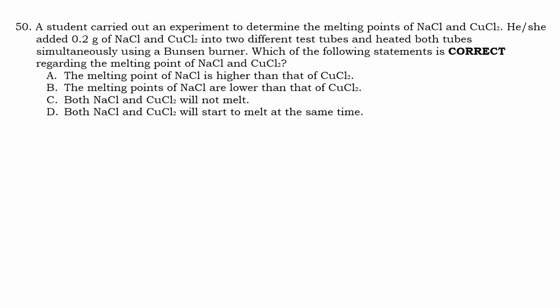Question number 50. A student carried out an experiment to determine the melting point of sodium chloride and copper chloride. He or she added 0.2 gram of sodium chloride and copper chloride into 2 different test tubes and heated both tubes simultaneously using a Bunsen burner.